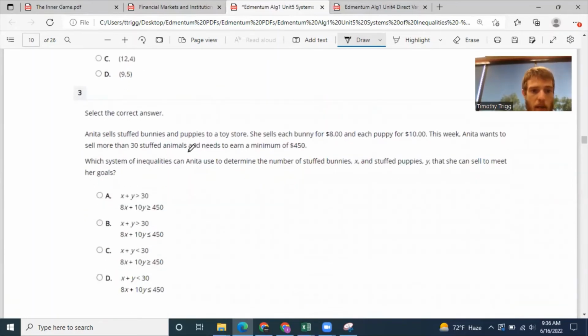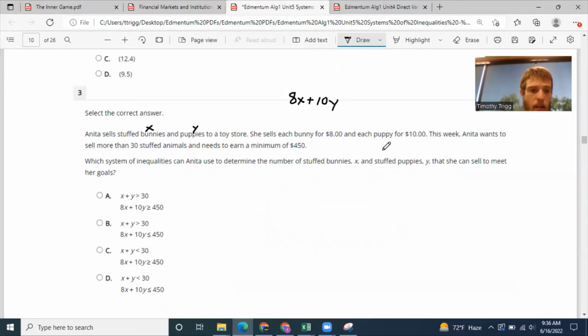Anita sells stuffed bunnies and puppies at the toy store. Bunnies are going to be X. The stuffed puppies are going to be Y. She sells each bunny for $8 and each puppy for $10. So based on that first piece of information, we know that it's $8 times the number of bunnies she sells, plus $10 times the number of puppies she sells.